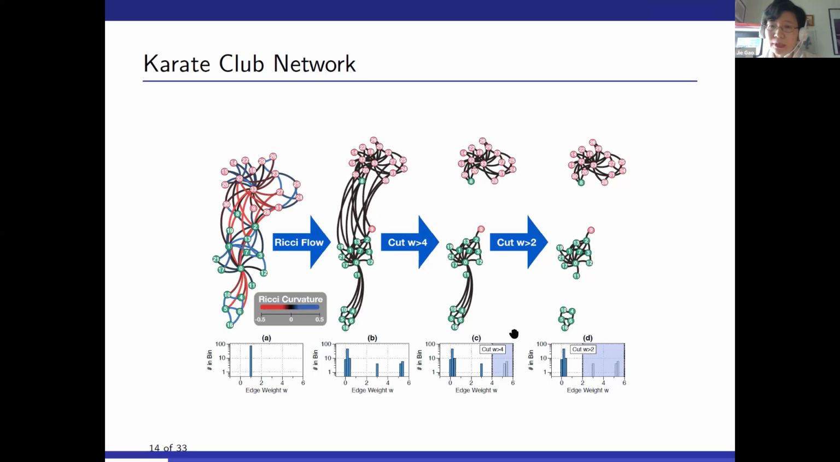And we can even apply this in a hierarchical manner. If we apply another surgery, that is to remove all the edges of weight greater than 2, we get one of the communities to be further partitioned into 2 smaller groups.